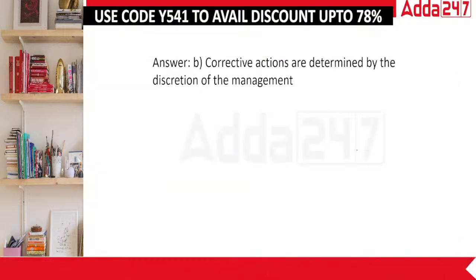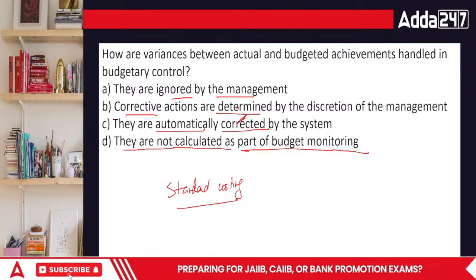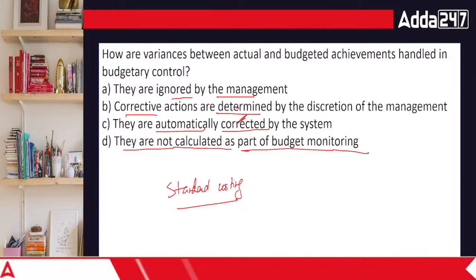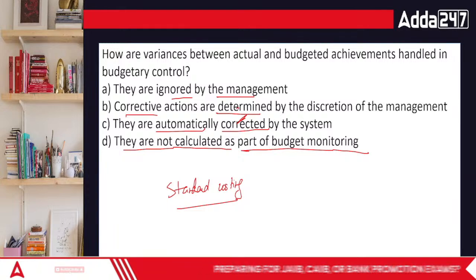The answer is corrective actions are determined by the discretion of the management. They're the only ones who decide. If they really have to take any corrective action, it is only and only one place which will decide it. That is the management. Ultimately, management is the key.